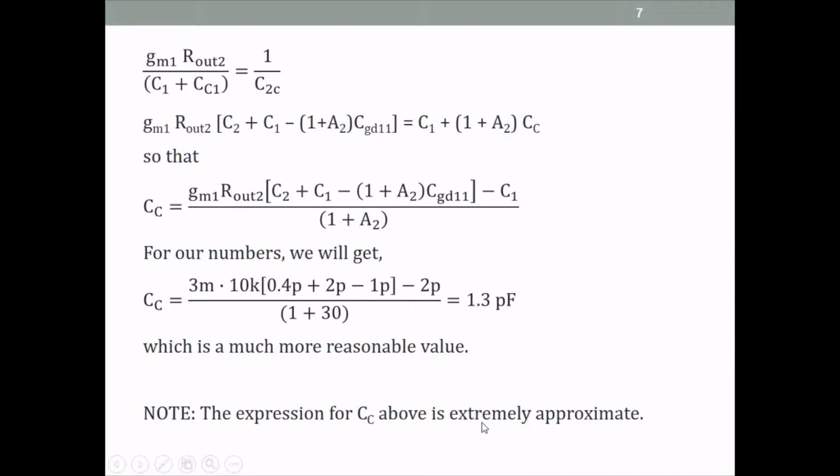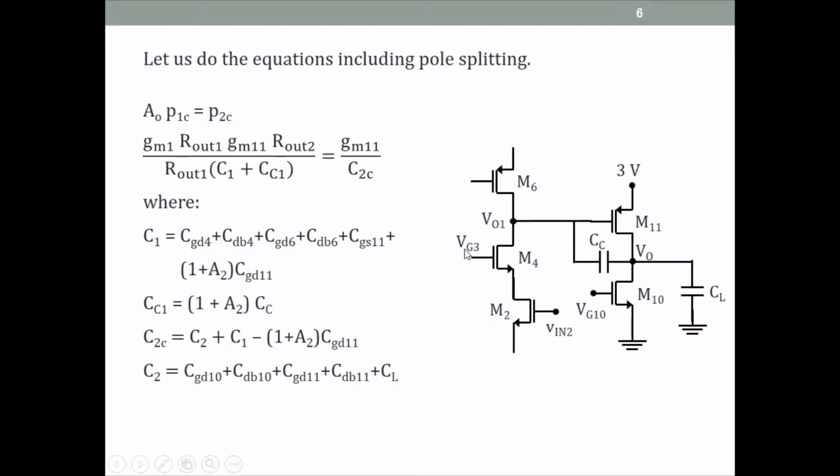Now there are many reasons why this is approximate. To mention one or two, one is that we assumed that the resistance at this node is 1 by GM11. But that is only assuming that CC acts as a complete short circuit at the unity gain frequency, which is not really or necessarily true. CC is somewhat of a short circuit, and therefore the resistance at this node is close to 1 by GM11, but more accurately it is somewhere between 1 by GM11 and RO11 parallel RO10. And so that is an approximation.